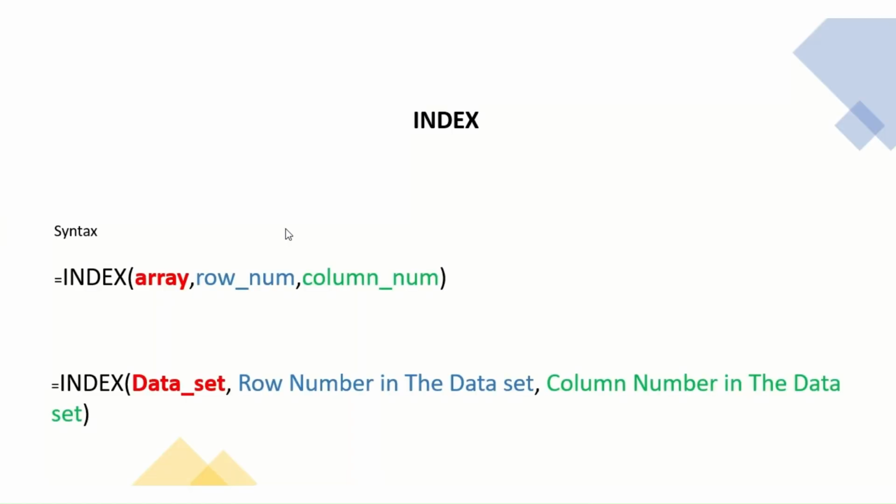INDEX function syntax is like this: array, row number, column number. In normal words, array means the data set, row number means the row number in the data set, and column number means the column number in the data set. We have three parameters only.